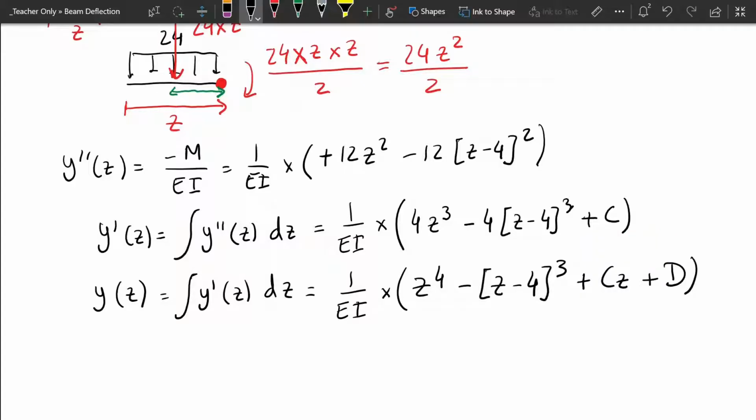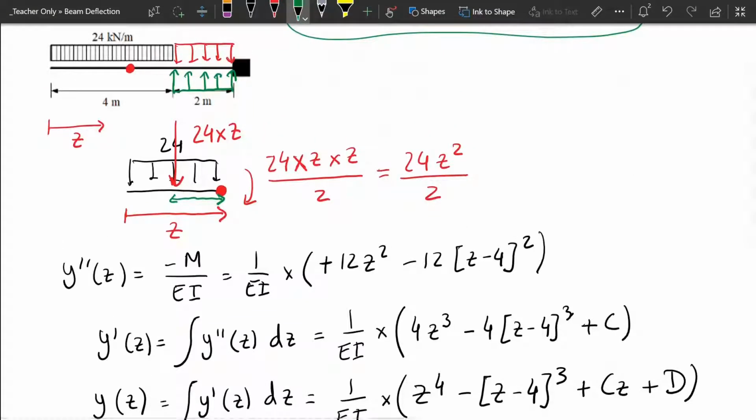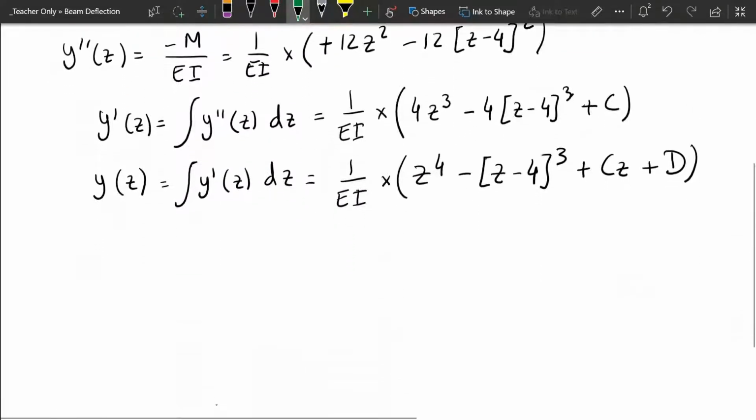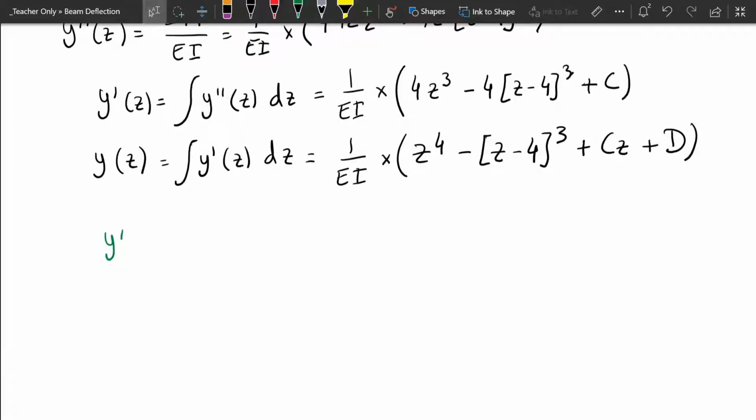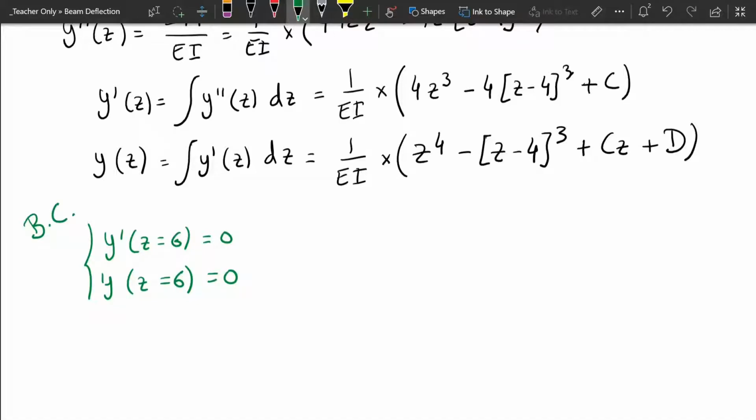Finally, we get our c and we get our d by using the boundary conditions. The boundary conditions are, as in the previous case, on the right side. So we get that the deflection and the rotation when z equals 6 are equal to 0. So rotation when z equals 6 is 0, and the deflection when z equals 6 is also 0. So these are our boundary conditions.